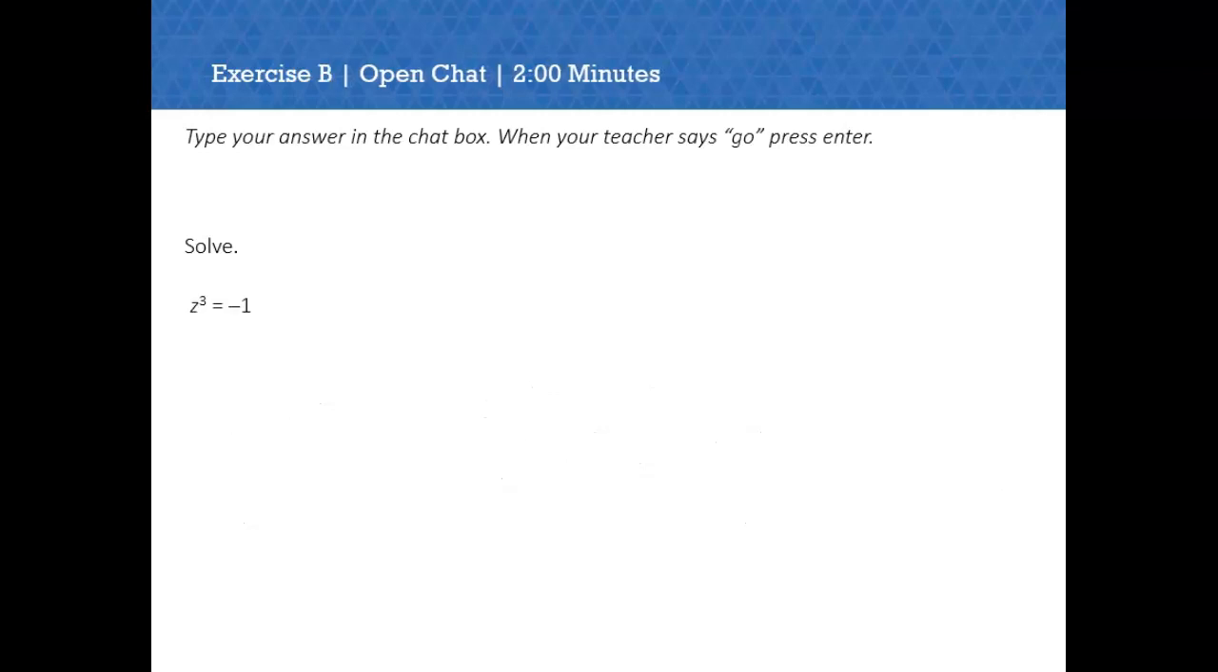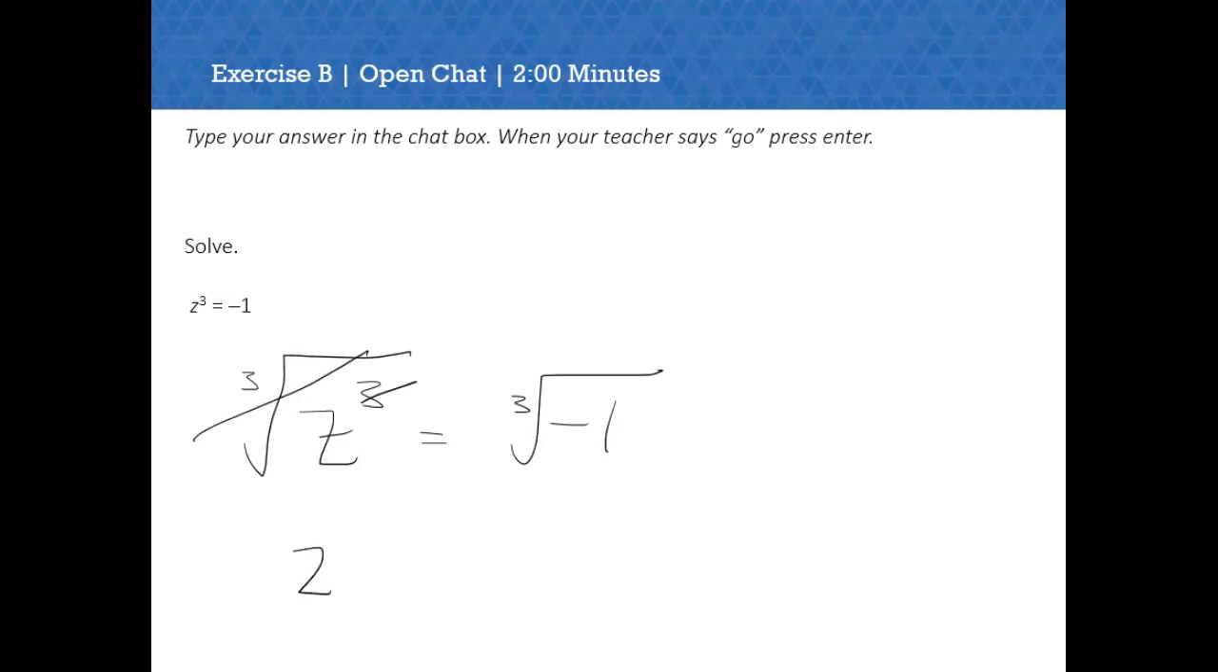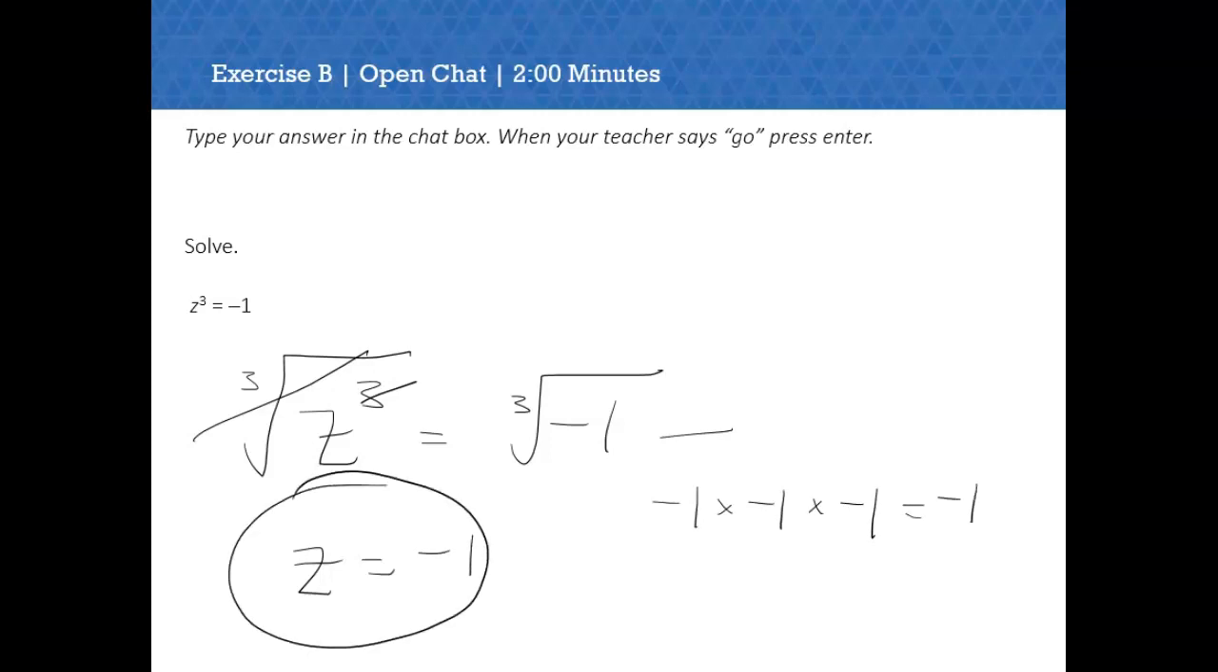So let's take a look at this. Z cubed equals negative 1. To undo cubing, we take the cube root, and it's important to put the little 3 out there. It's not a square root. The cube root cancels out a cube. So Z equals the cube root of negative 1. So what times what times what gives me negative 1? Well, this one's kind of weird because it's 1, but negative 1 times negative 1 times negative 1 is indeed negative 1. So this part is just showing you how that negative works.